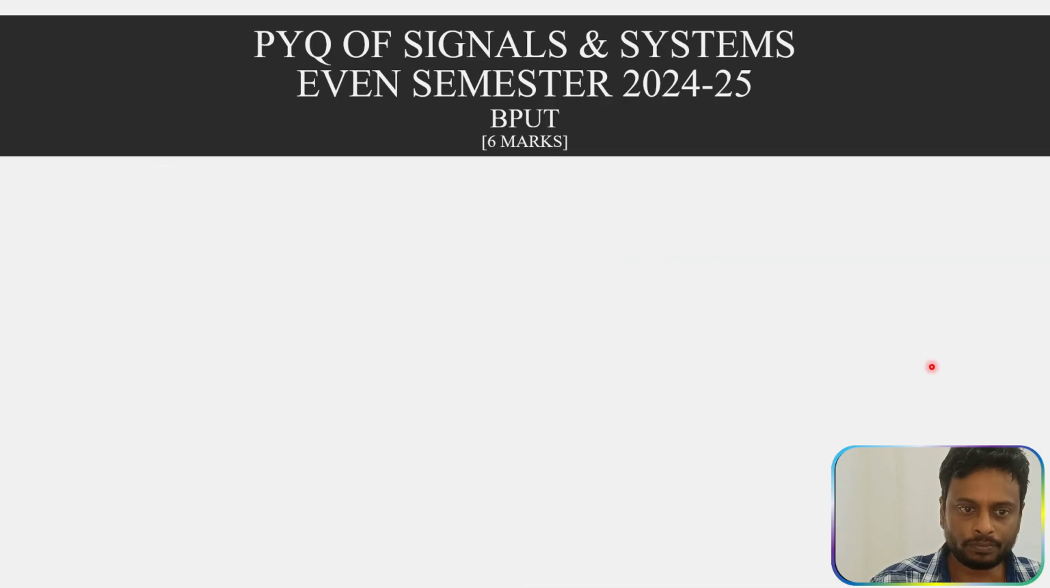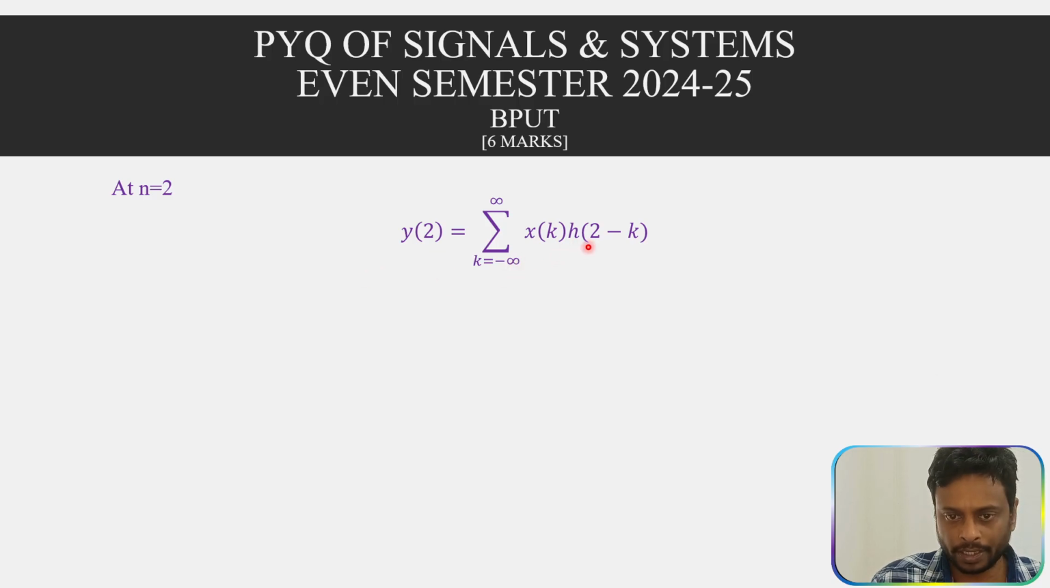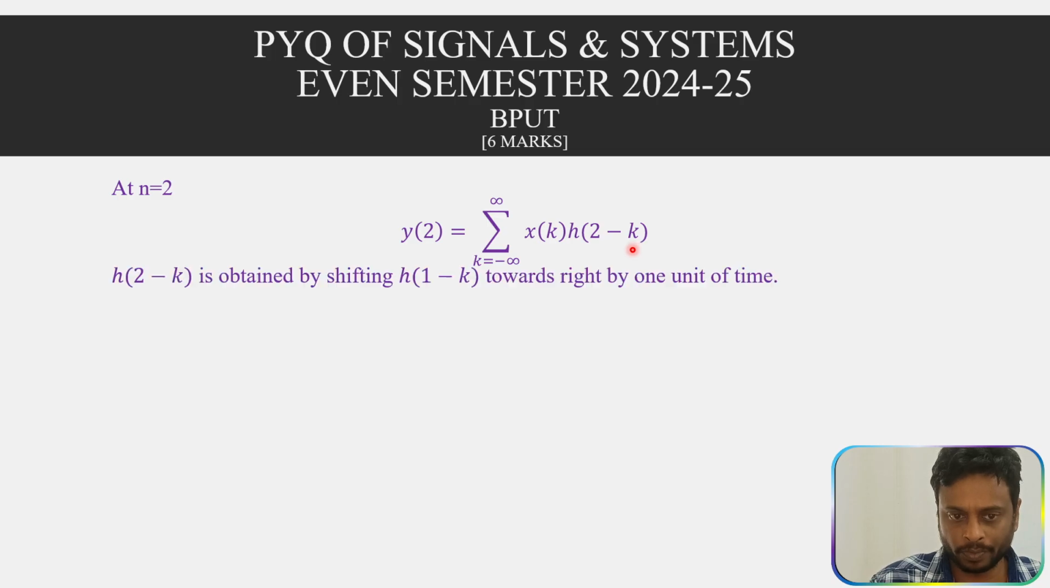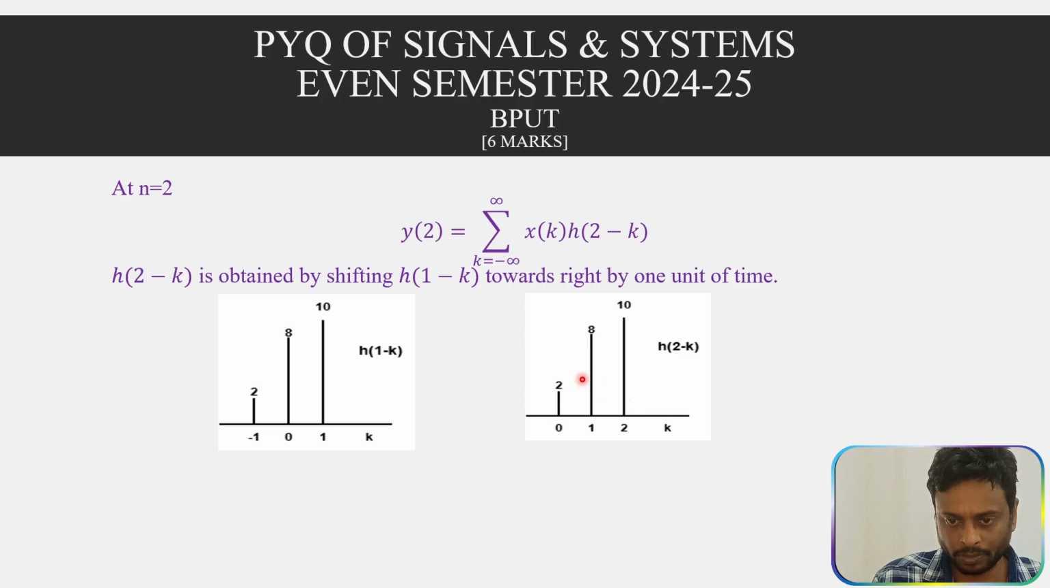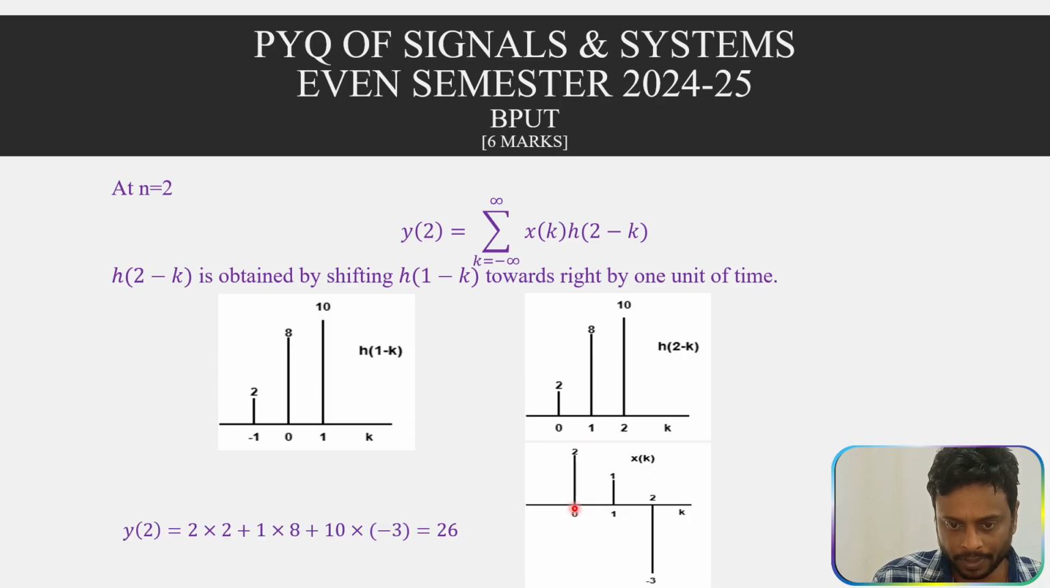Okay. So next n equal to 2, y of 2, so that will be h of 2 minus k. So h of 2 minus k is obtained by shifting h of 1 minus k towards the right by 1 unit in time. So this is our h of 1 minus k. So let us shift that towards the right by 1 unit in time. So this is 0, 1 and 2. So that will be multiplied with x of k. So this is our x of k. So let us multiply.